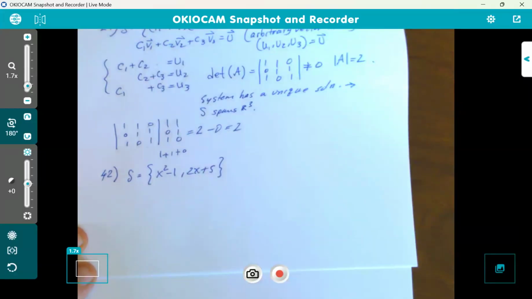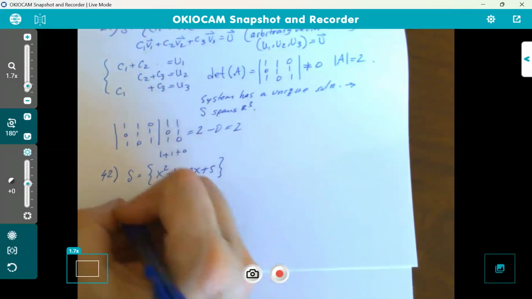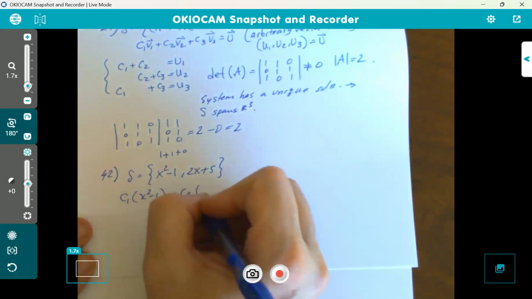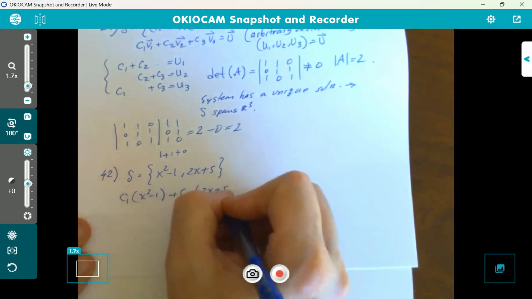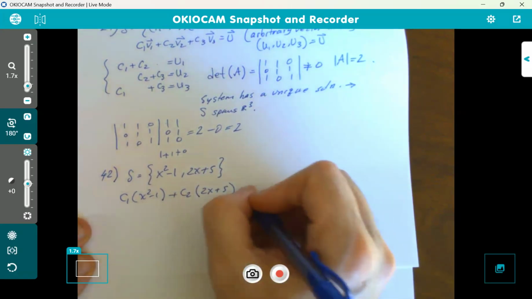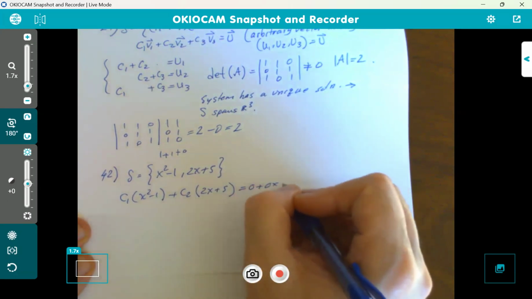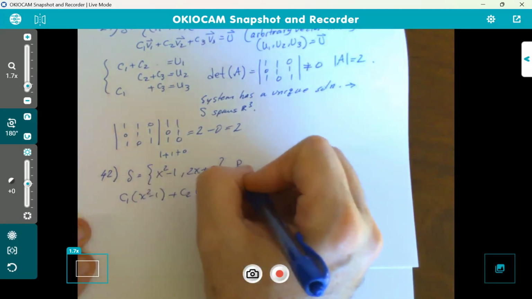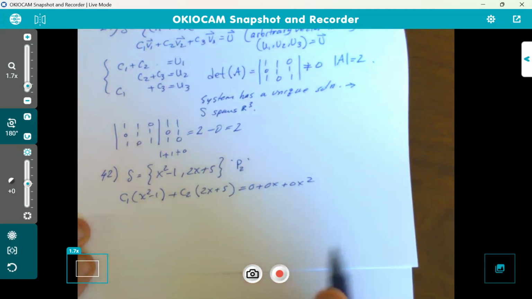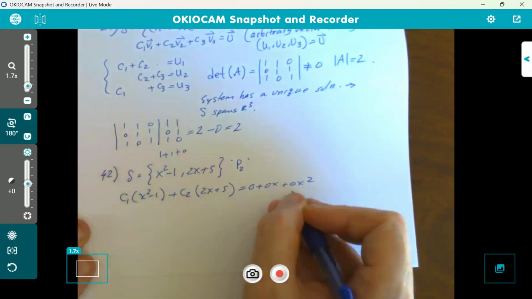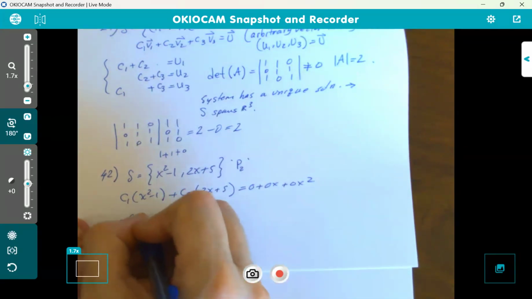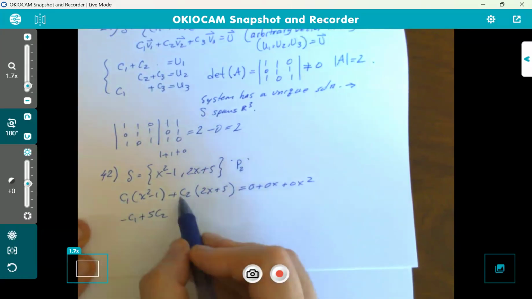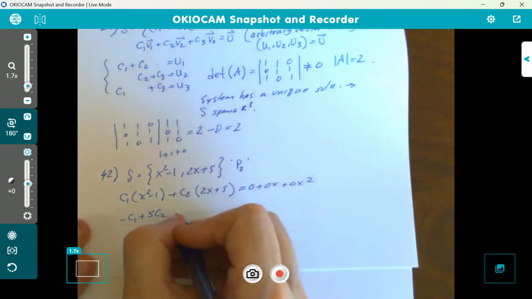So for number 42 here, I'm going to write C1 times x squared minus 1, plus C2 times 2x plus 5. This is how you work almost all of these in this section. Write the vector times the scalar multiple, set it equal to the 0 vector on the other side. Because we're talking about P2 here, we're looking at the 0 vector in P2. Equate the coefficients: you get negative C1 plus 5C2 for the constant, which should equal the 0 constant on the other side.